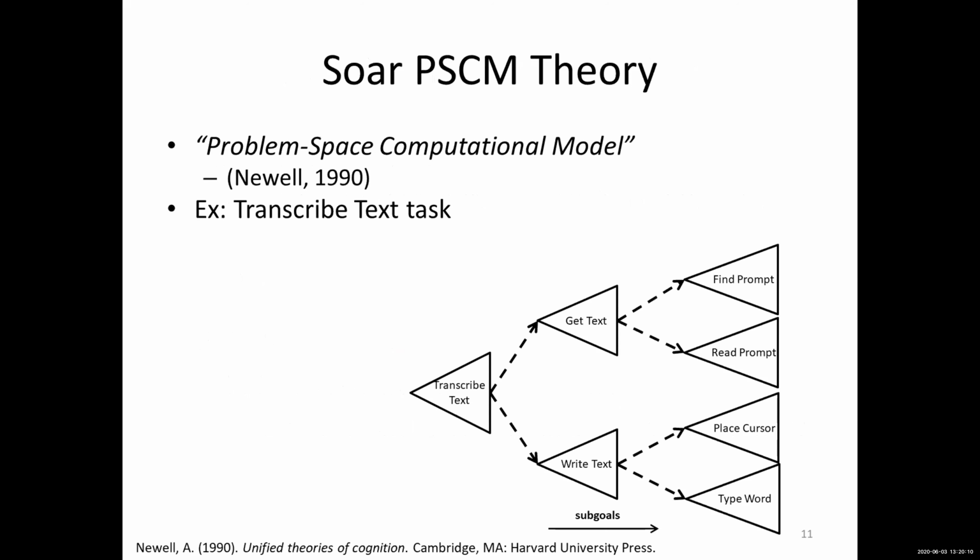Problem space computational model, where you break up a task into this hierarchical description. For example, I use a simple transcribed text task where you're just taking text from a prompt and you're typing it into some computer editor. So the transcribed text task itself, you can break that up into two operations of get text or write text. Get text itself can be broken up into the operations of finding a prompt, reading the prompt. Writing the text can be broken up into tasks of placing a cursor or typing a word.